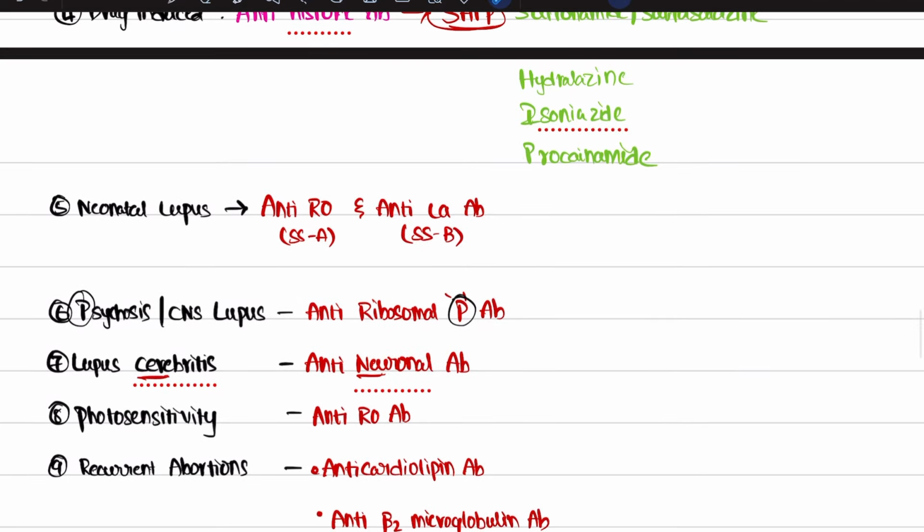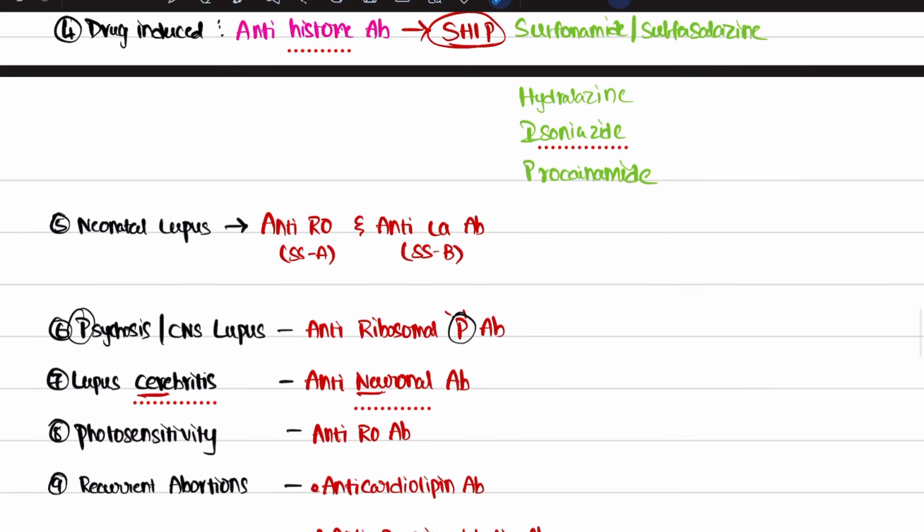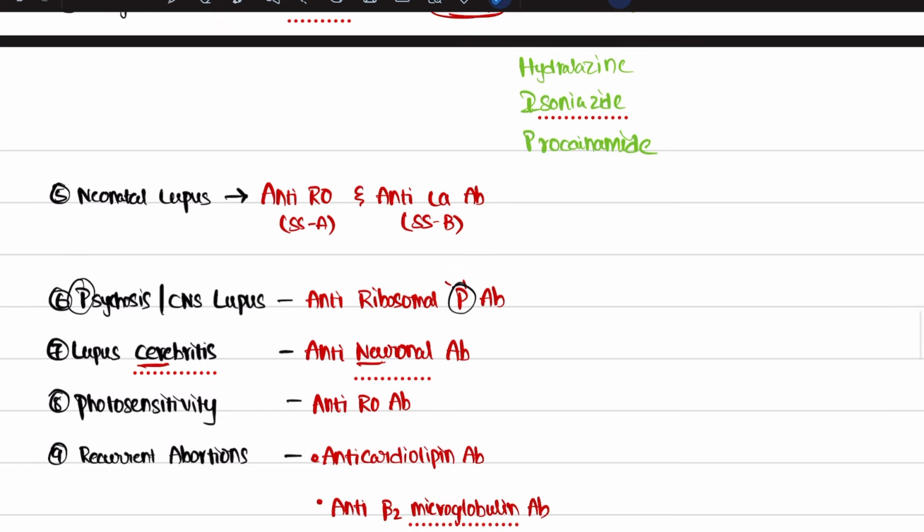These are the drugs having a side effect of SLE, and the antibody associated with these drugs is antihistone antibody. And next one is neonatal lupus. In neonatal lupus, we just remember it as anti-Ro, anti-La. Ro-La means neonates will cry. In Hindi, we remember it as neonates cry, Ro-La, most crying is in neonates. So Ro and La are antibodies.